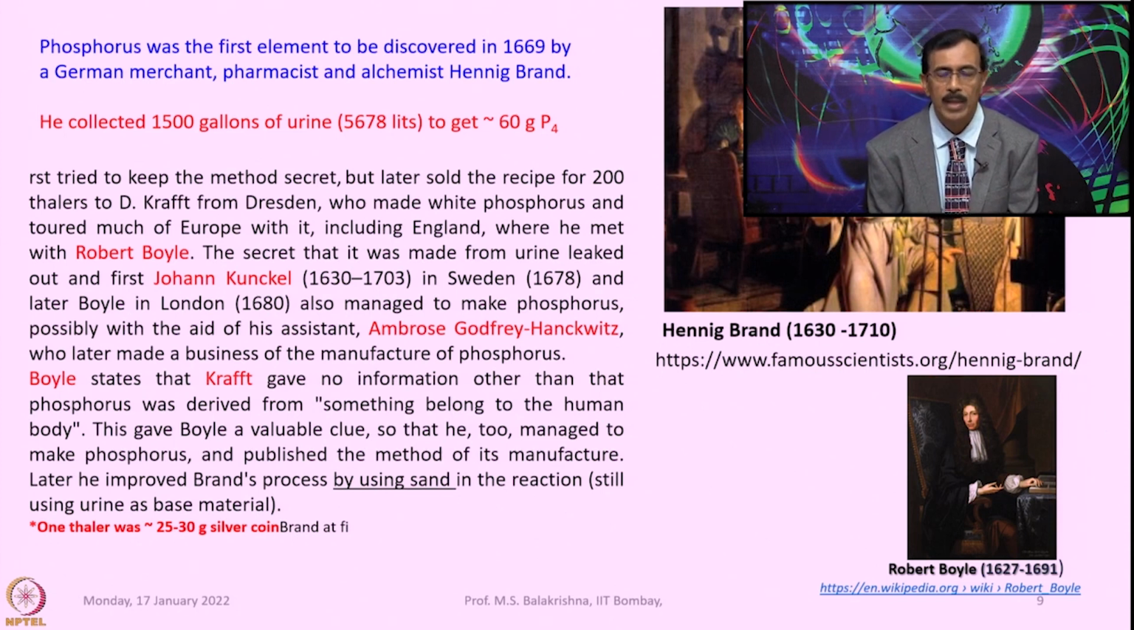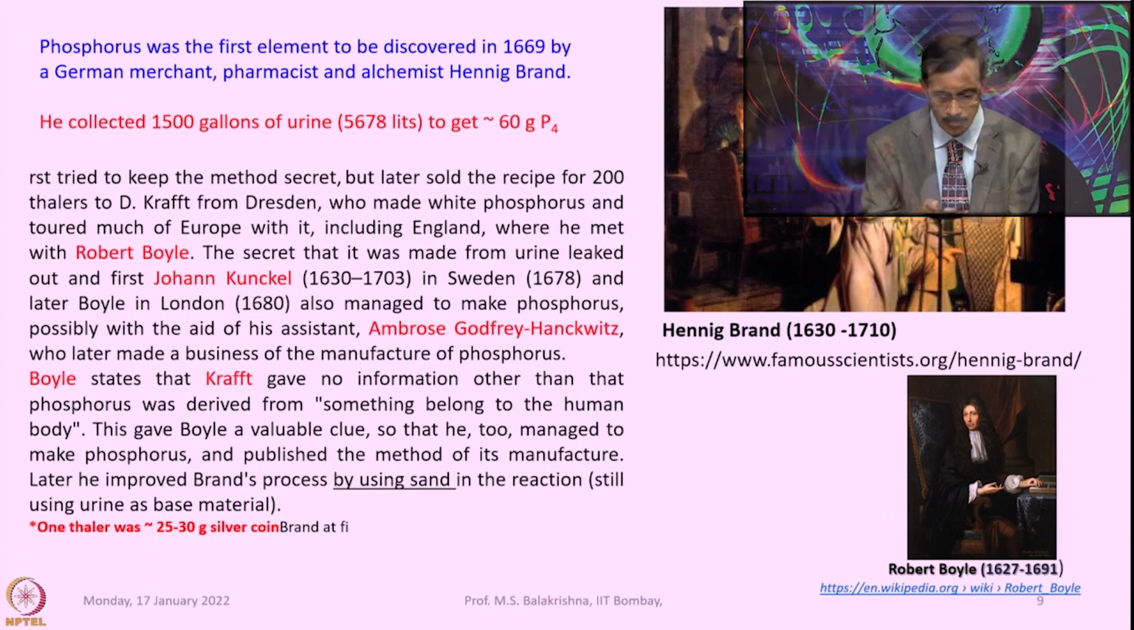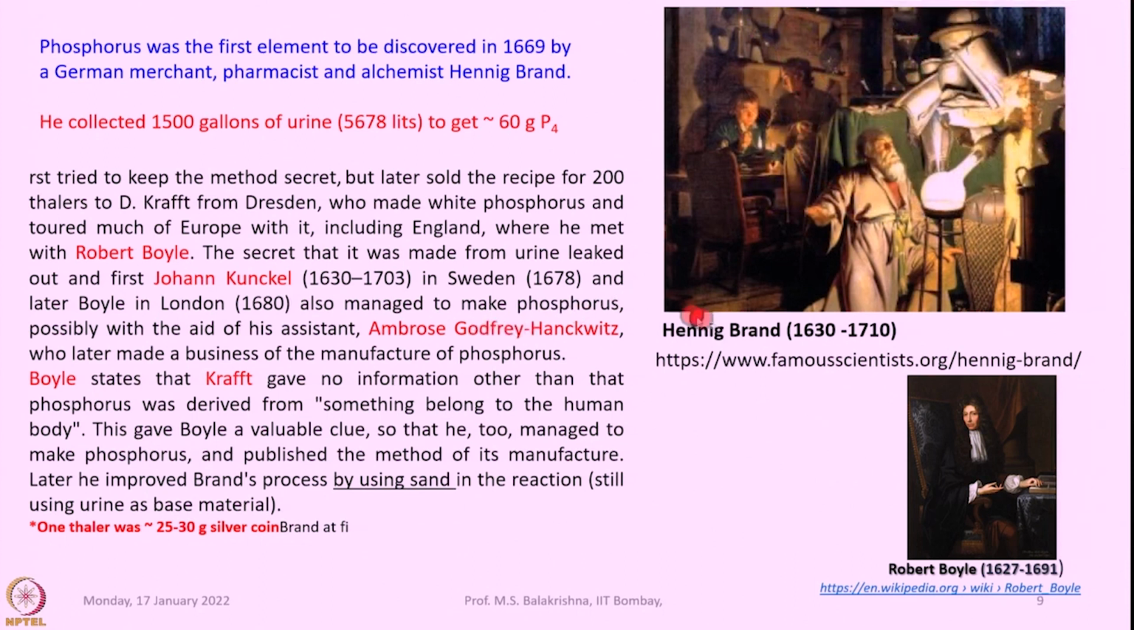And Boyle states that, I quote, Kraft gave no information other than that phosphorus was derived from something belonging to the human body. This gave Boyle enough clue so that he too managed to make phosphorus and published the method of its manufacture. Later he improved Brand's process by using sand in the reaction, and until calcium phosphate was used to manufacture white phosphorus, Brand's process was used to make quintal quantities. You can see in the picture here how nicely white phosphorus is glowing, and this is Robert Boyle.